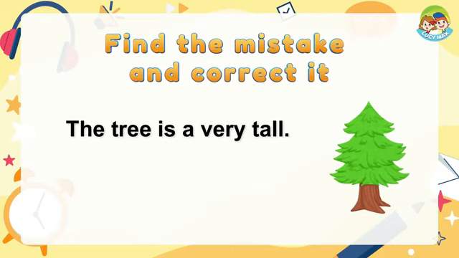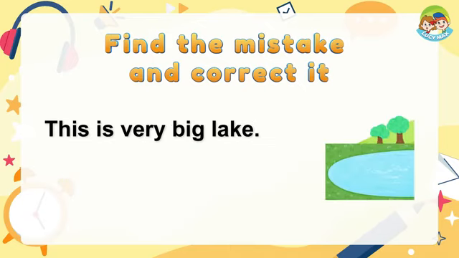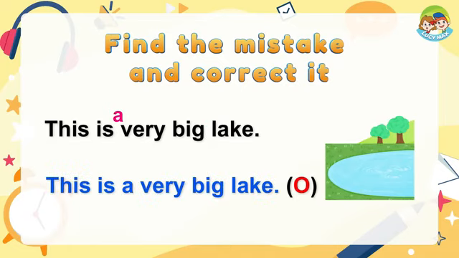The tree is a very tall. We do not use an article without a noun. The answer is the tree is very tall. This is very big lake. Here we have the noun lake. So we need the article a. This is a very big lake.